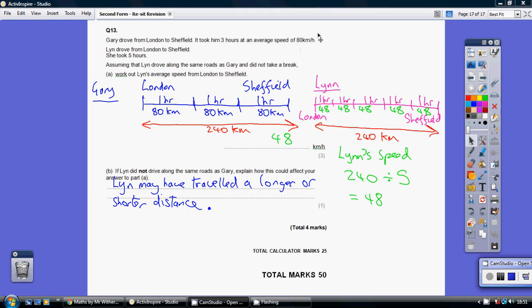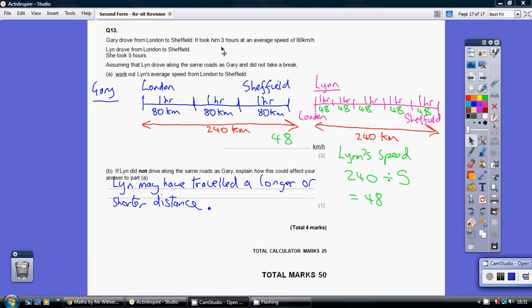80 kilometers, you're driving along at 80 kilometers an hour. How far will you have gone in 1 hour? 80 kilometers. How far will you have gone in 2 hours? Well, you double it, 160 kilometers, and so on. So start thinking about speed as being the distance traveled in an hour.